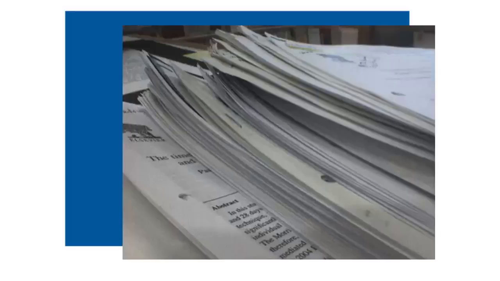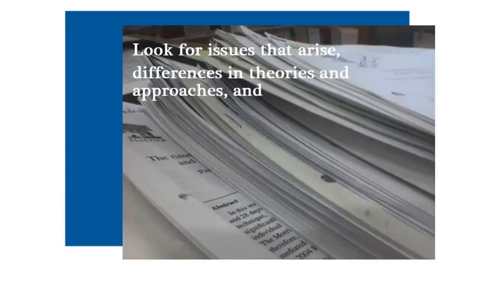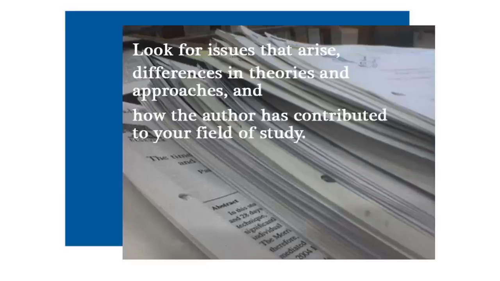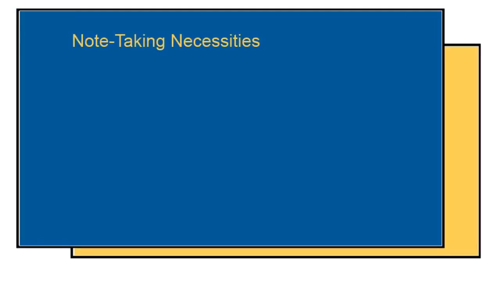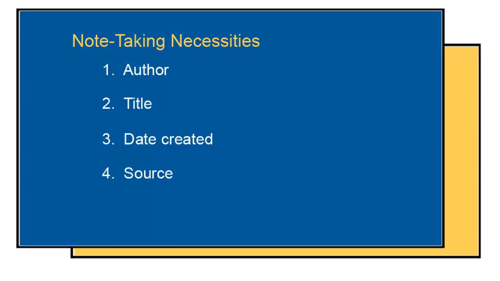So far, you've been scanning material and making your initial selections. Now it's time to read them thoroughly. As you do, look for issues that arise, differences in theories and approaches, and how the author has contributed to your field of study. Begin taking clear and consistent notes, including all of the citation information you'll need: author, title, date created, source, which can be a journal name or URL, and page numbers if it's a print item. How you keep track of your notes is up to you.